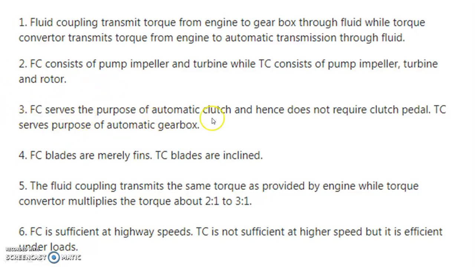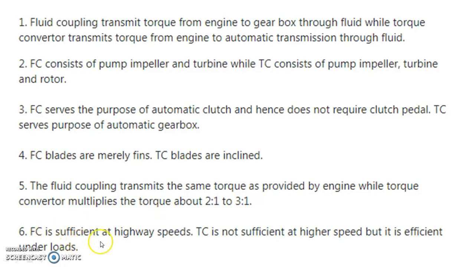FC serves the purpose of an automatic clutch, hence does not require a clutch pedal, while TC, torque converter, serves the purpose of an automatic gearbox. FC blades are merely fins, while TC blades are inclined. So this is important: the fluid coupling transmits the same torque as provided by the engine, while the torque converter multiplies the torque about 2:1 to 3:1.